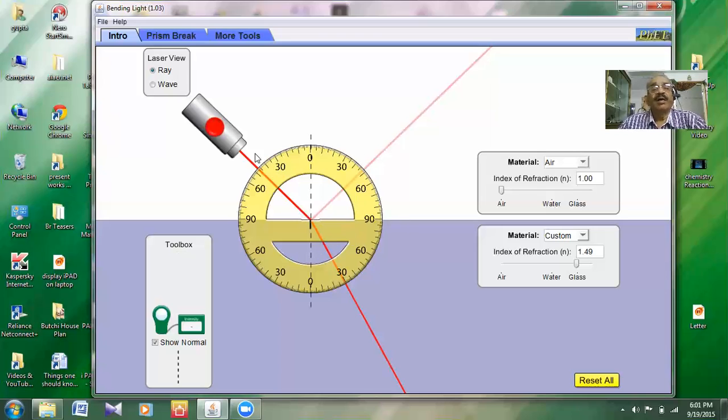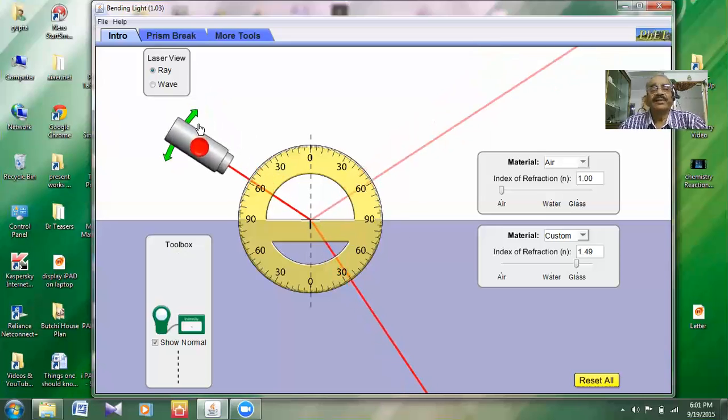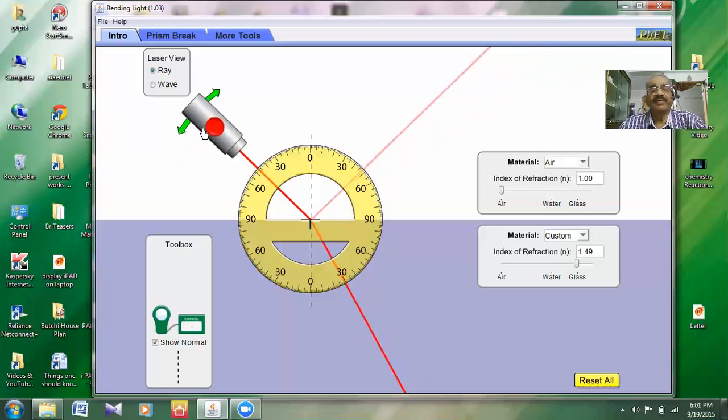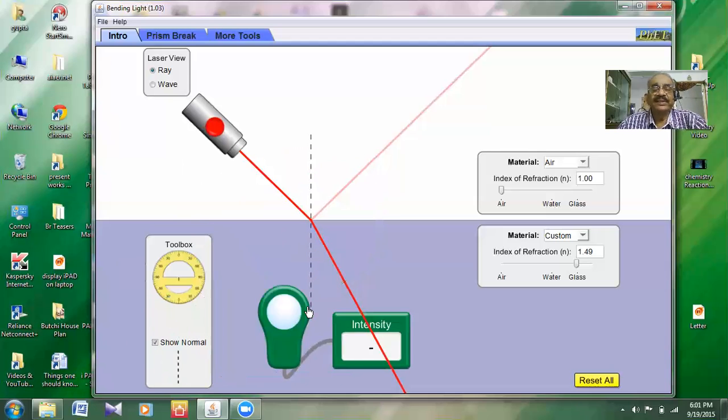So keeping the angle of incidence different, the students can be asked to measure the angle of incidence and the angle of refraction and calculate the refractive index for air to glass using the formula sin i by sin r is the refractive index. Now, once more, let us see what is the intensity.